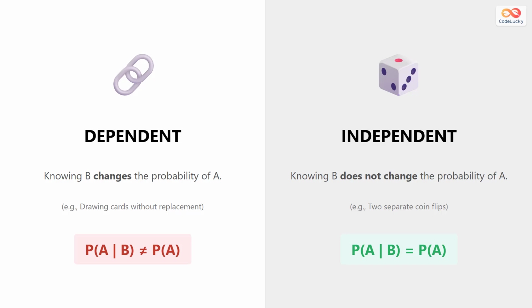It is important to understand the difference between dependent and independent events. If knowing B changes the probability of A, they are dependent. If knowing B gives us no new information about A, like flipping 2 separate coins, they are independent.